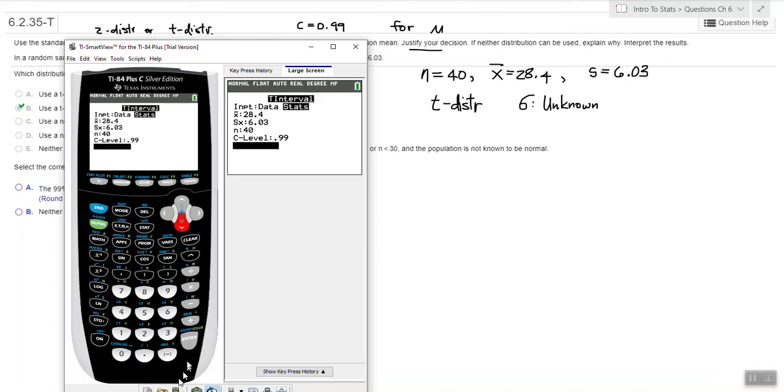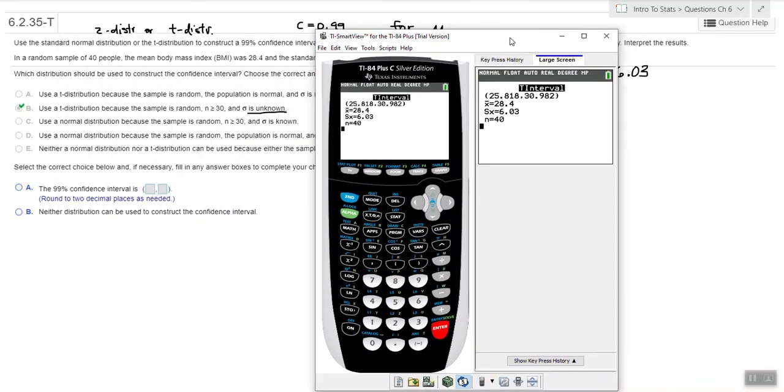So now I need to come down and have the calculator calculate. And I'm feeling good because that's the correct sample mean, and that's the correct sample standard deviation, and that's the correct number in the sample. So let me move this over here. It says round to 2 decimal places. So if I'm going to write down my confidence interval to 2 decimal places, it's 25.82 is the low end, and 30.98 at the high end.